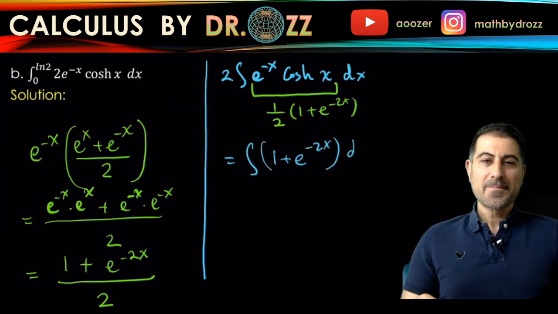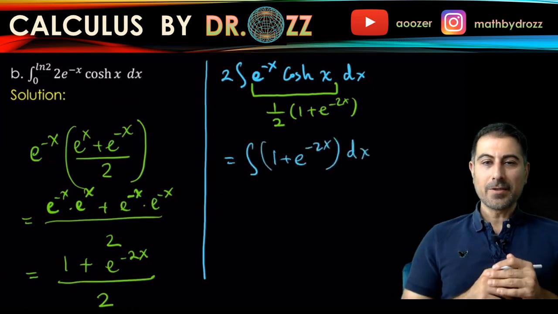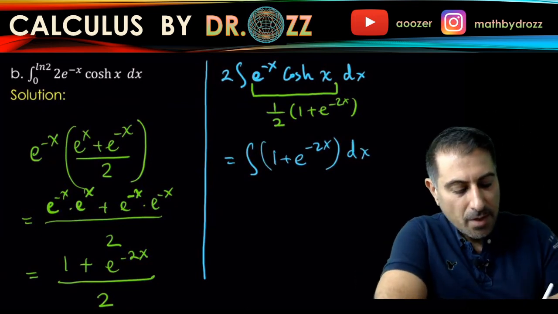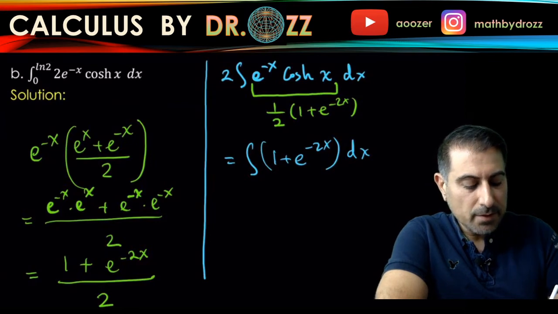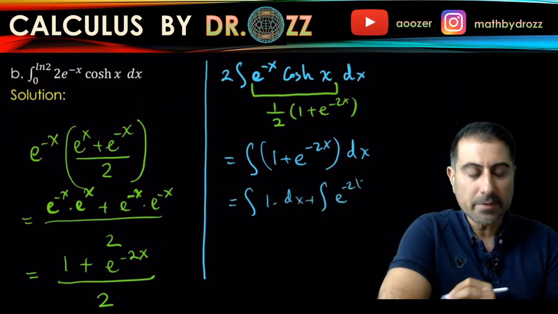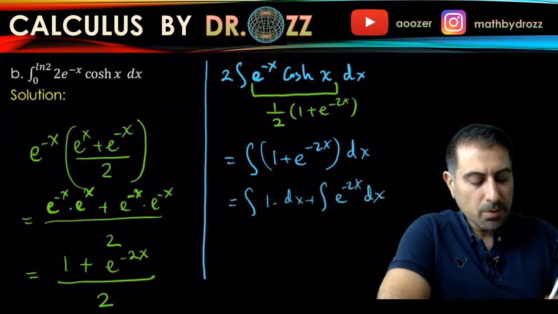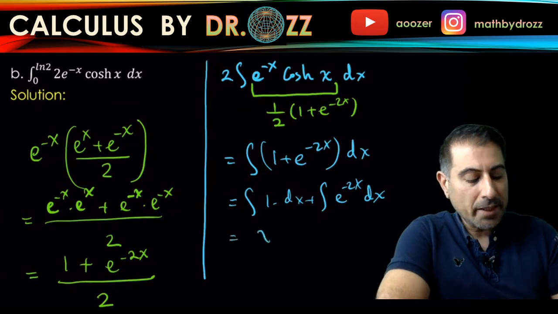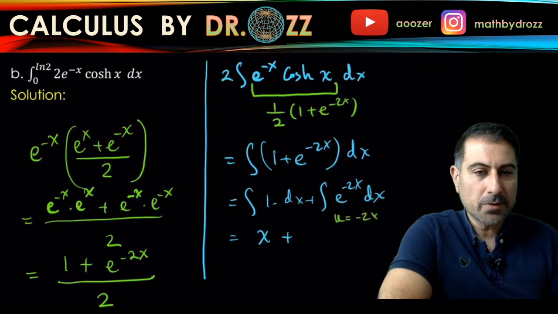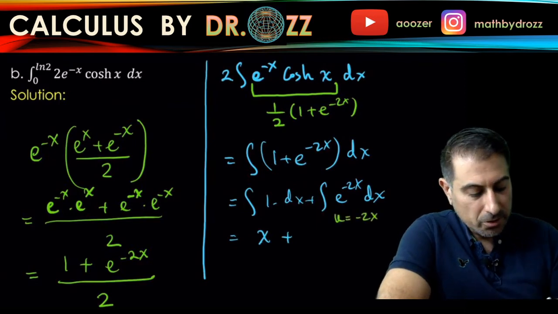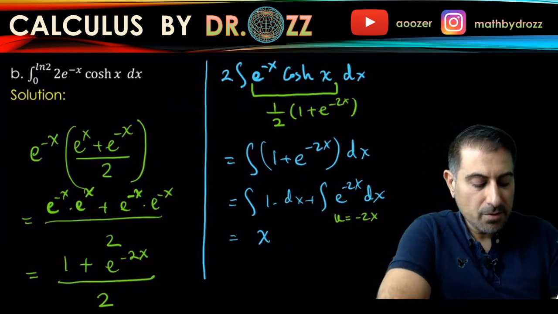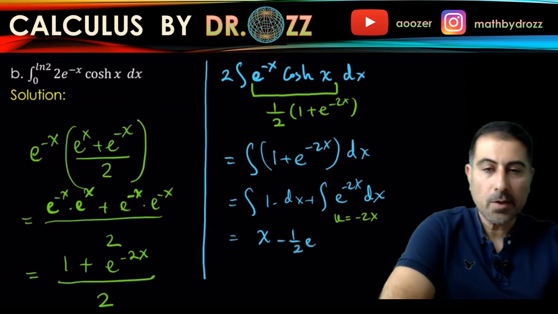So this is us using the power of the definition of cosine hyperbolic x written in terms of exponential functions. So this is two integrals, 1 dx plus e to the minus 2x dx, and you can even integrate everything in one shot. This is x plus, you may have a quick u substitution here, u equals negative 2x, on a scratch paper, to get to the conclusion that this integral is taking you to minus 1/2 e to the minus 2x, plus the integrating constant.